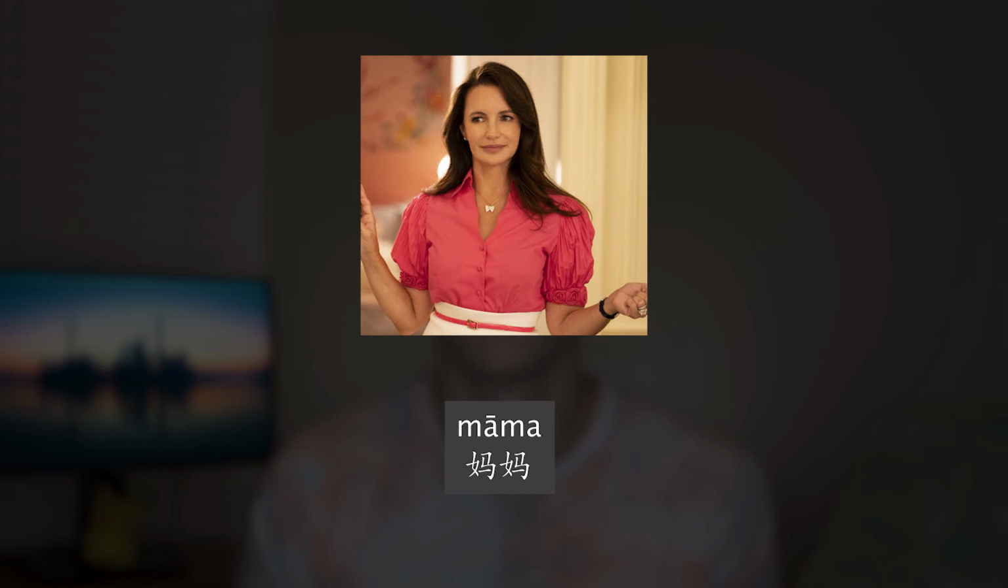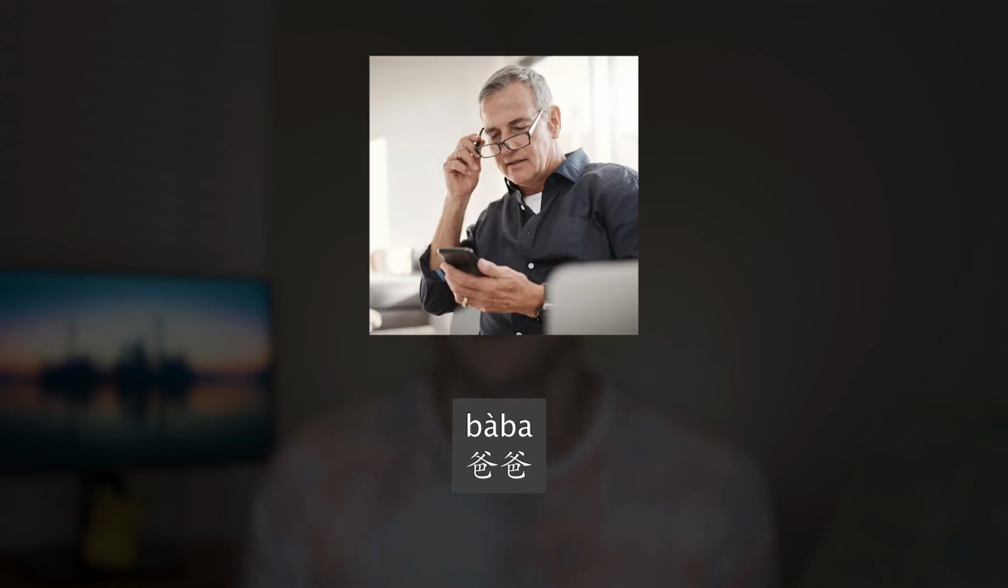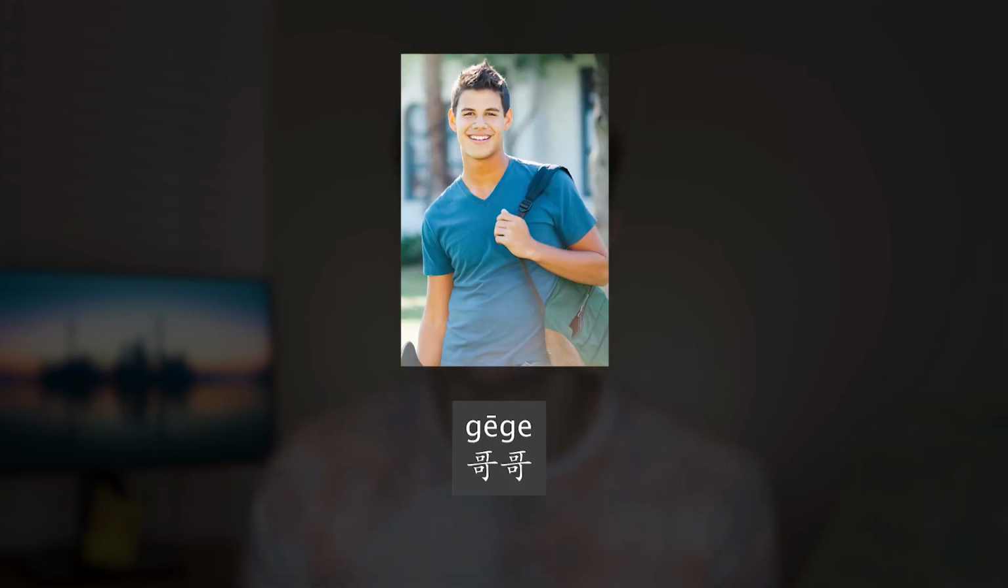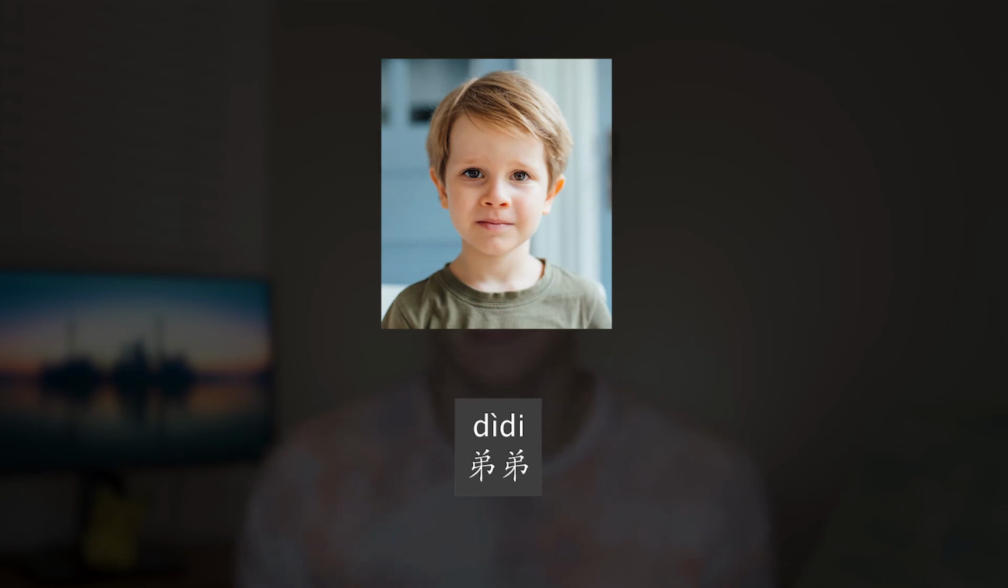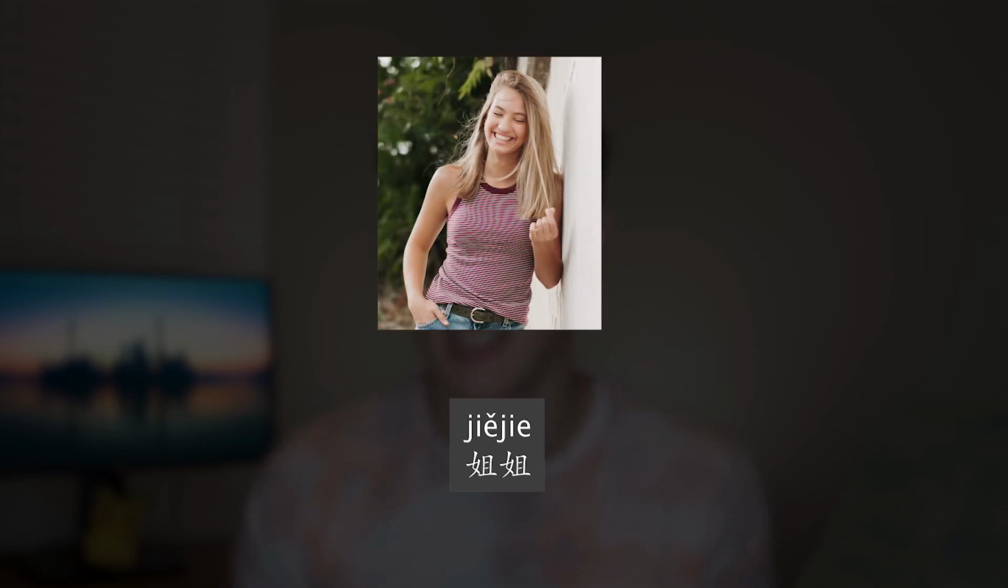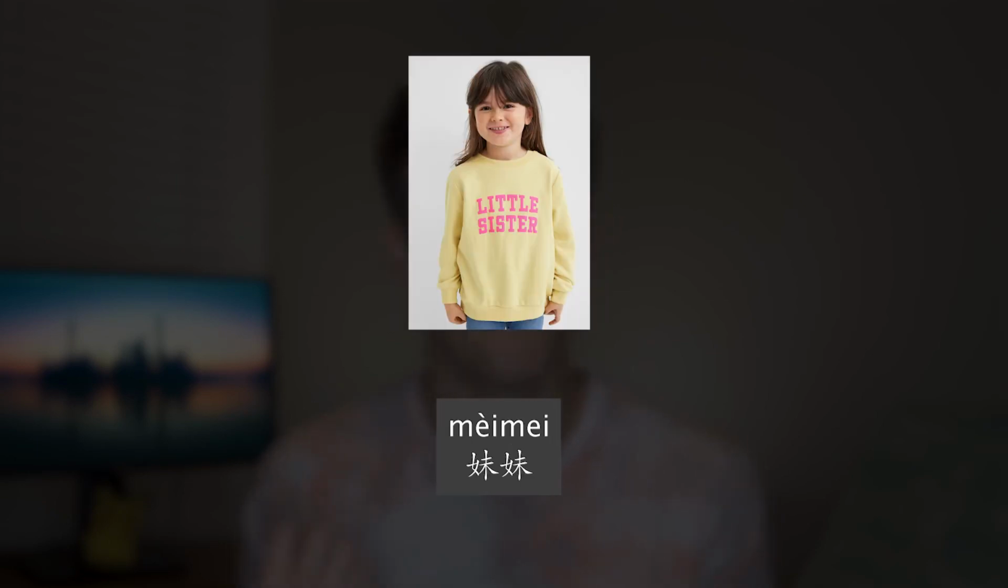So, a quick review. Mama, Baba, 哥哥, Didi, 姐姐, 妹妹. Now, with that basic vocabulary lesson out of the way, let's now take a look at how to actually introduce our family members.